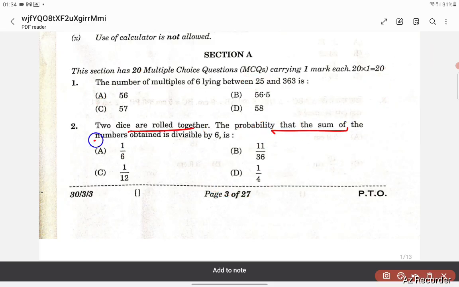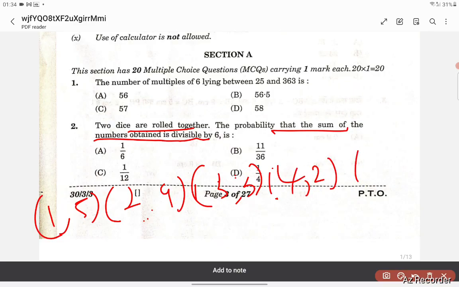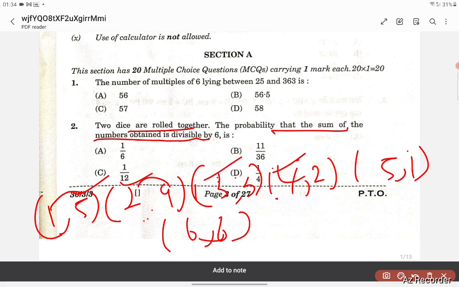Now, two dice are rolled together. The probability that the sum of the numbers obtained is divisible by 6. Now, for that we have 1,5. We can have 2,4. We can have 3,3. Then we can have 4,2. Then we can also have 5,1 as well as 6,6. 5 plus 1 is 6, which is divisible by 6, and 6 plus 6 is 12, which is also divisible by 6. Now we have 1, 2, 3, 4, 5, 6 pairs. So 6 by 36. Sample space is 36. So that is 1 by 6. That is option number A.